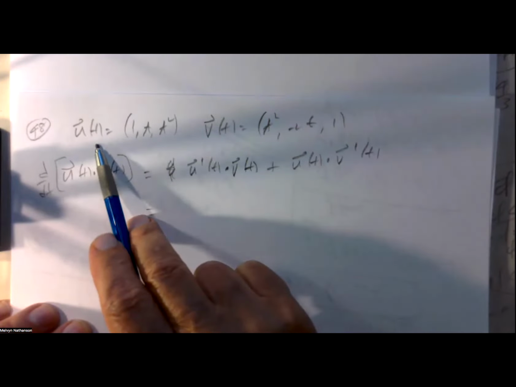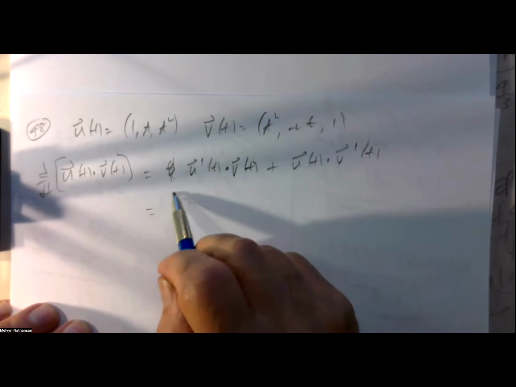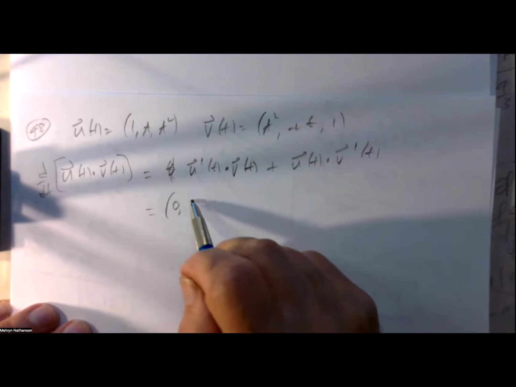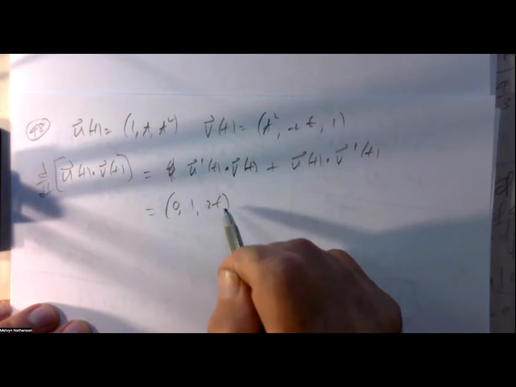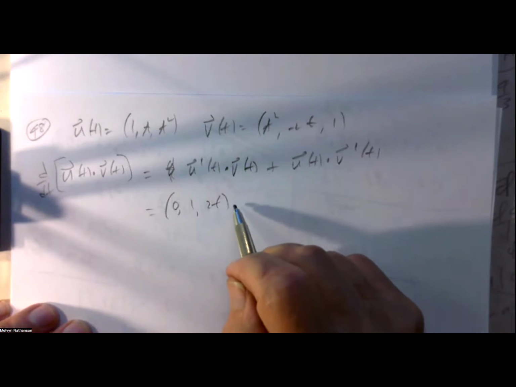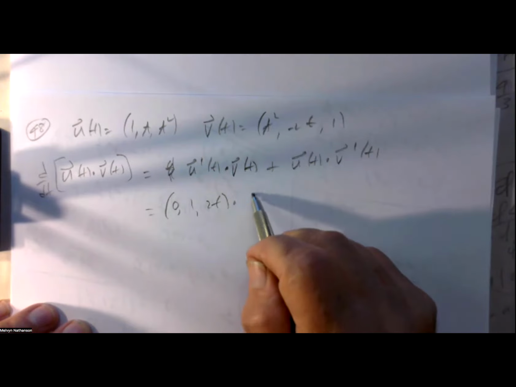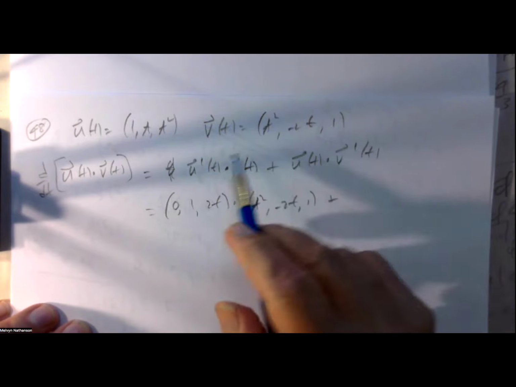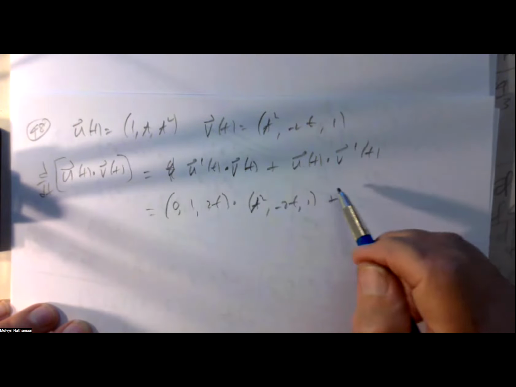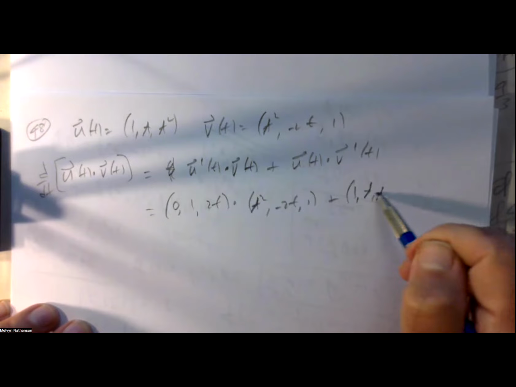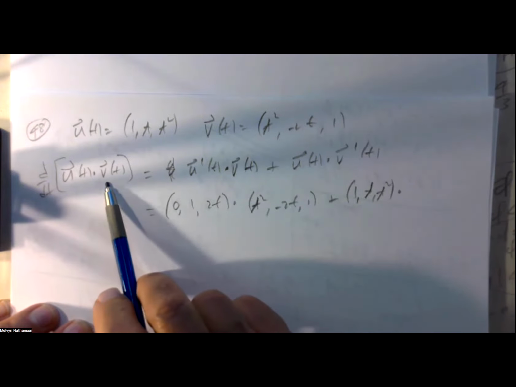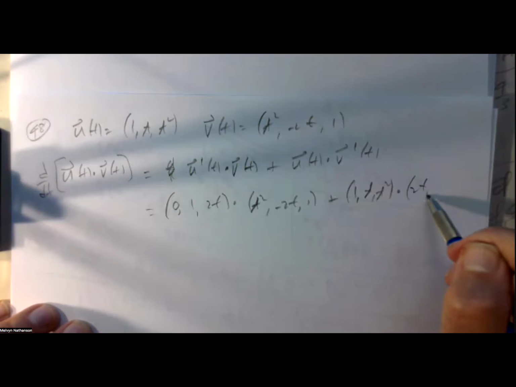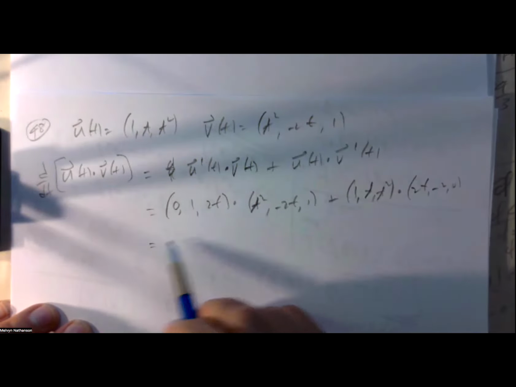So what is the derivative of u of t? You differentiate each coordinate. Derivative of 1 is 0. Derivative of t is 1. Derivative of t squared is 2t. Dot product with v of t, t squared, minus 2t, 1. Plus u of t, 1, t, t squared, dot product with the derivative of v, which is 2t, minus 2, 0.